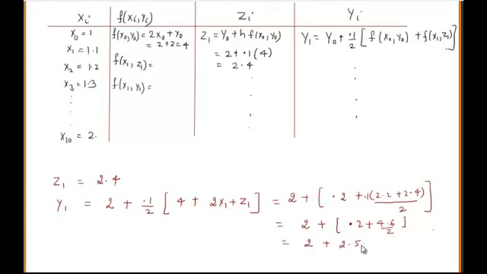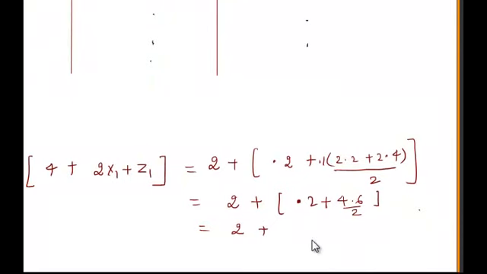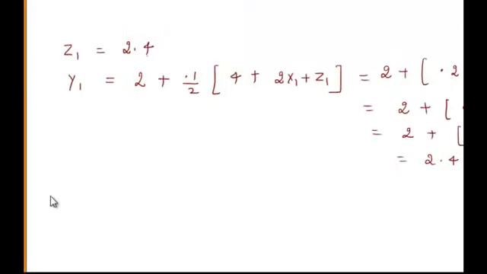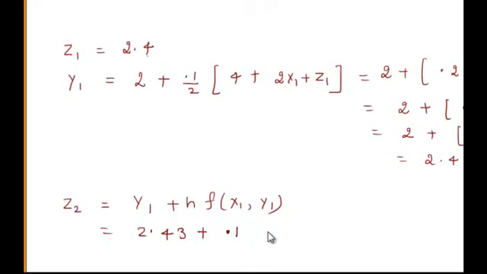So we have here 2 plus, seems little, I think it's okay. So 0.2, we'll check with Excel. A calculation we can check. So it's 0.23 and it should turn out to be 2.43. So that will be our y1. Having the y1, going back to z2 now. So z2 is nothing but y1 plus h times f of x1 y1. So y1 is 2.43, h is 0.1, and x1 is 1.1.